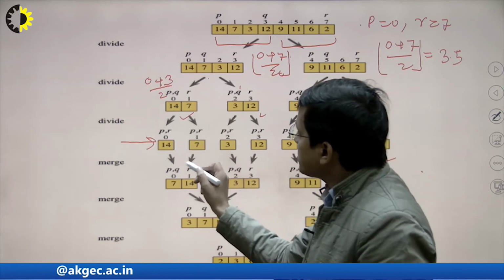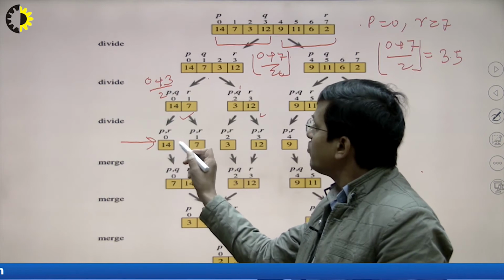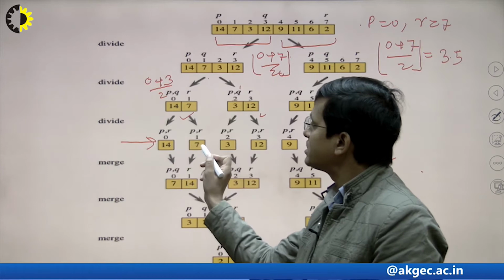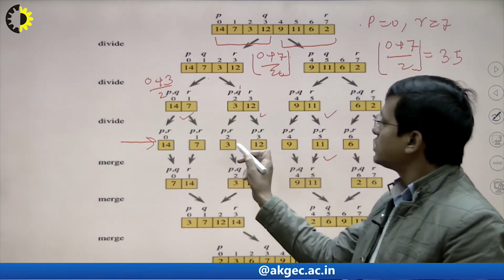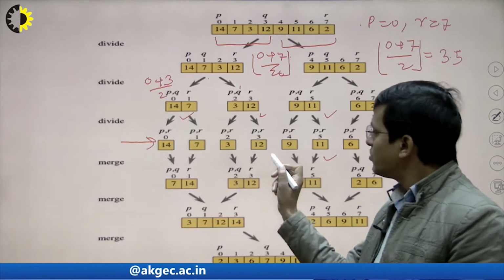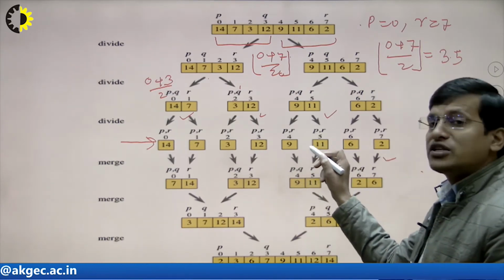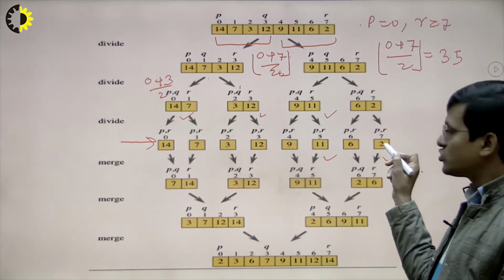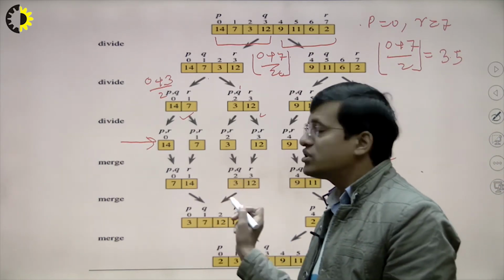Combination is basically comparing the elements in both lists, and we have to find which one is smaller. Here we have 14 and 7; 7 is smaller than 14, so 7 will be first and 14 later. Similarly 3 and 12: 3 is smaller, so 3 comes first and 12 second. Similarly 9 and 11: 9 is smaller than 11, so 9 comes first. Similarly 6 and 2: 2 is smaller, so 2 comes first and 6 later. Now we use the merge function again.